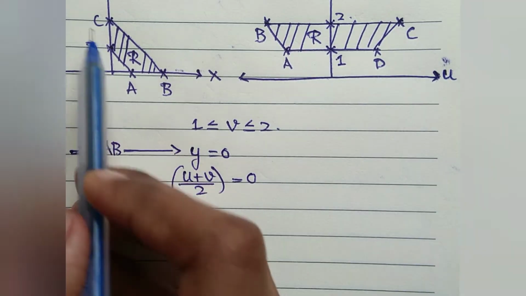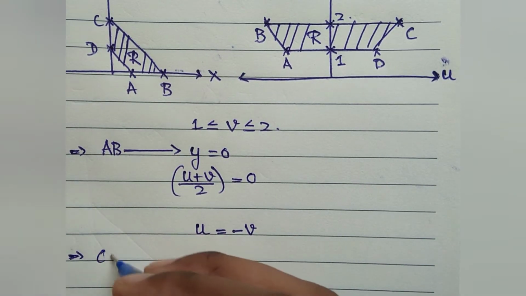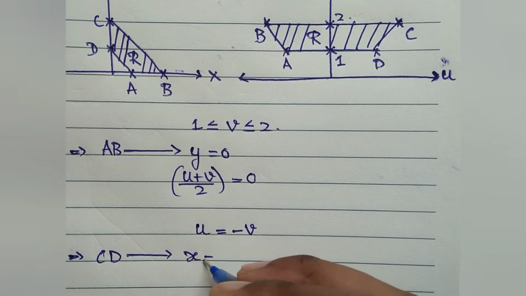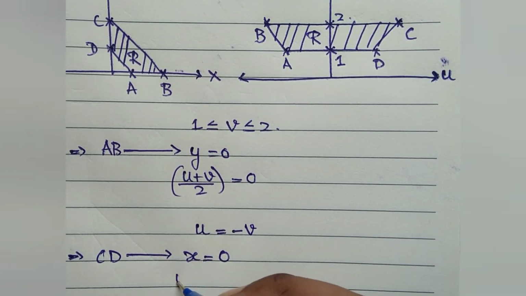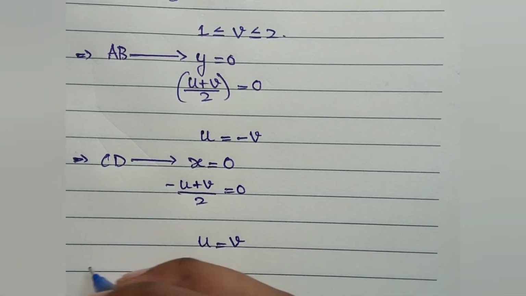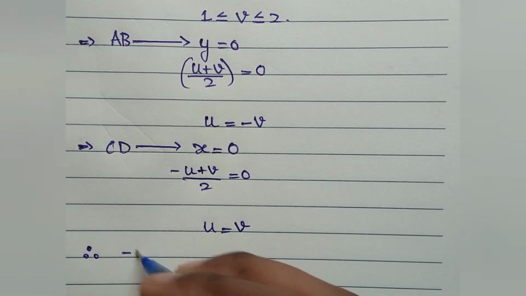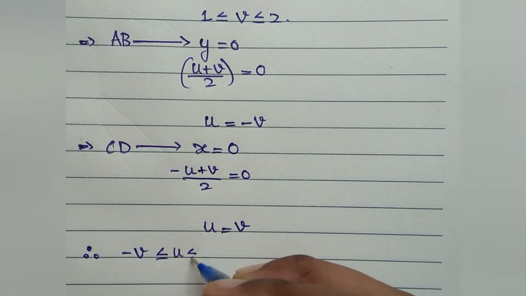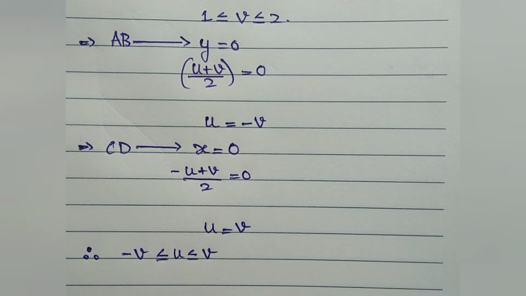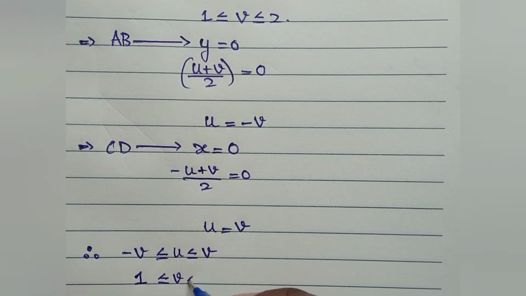Now similarly, we can see that CD lies on the y-axis, and so for CD x will be equal to 0, and (v minus u) by 2 equal to 0, which gives us u equal to v. Therefore, the limits of u will be minus v less than or equal to u less than or equal to v. And as we mentioned before, the limits for v will be 1 to 2.